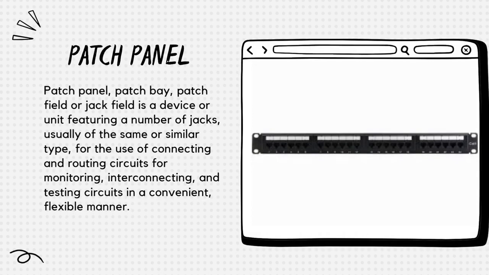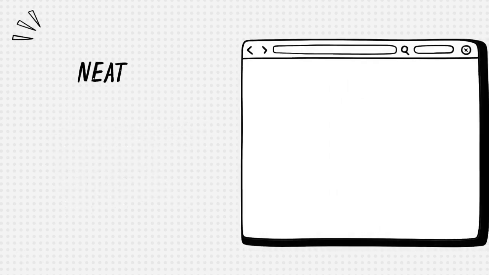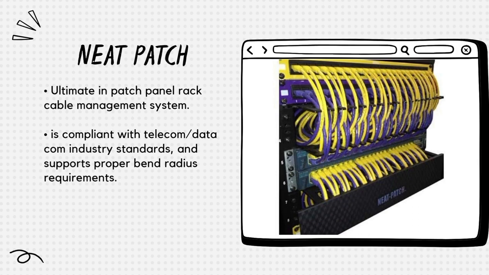And the next one is the patch panel. It's a device featuring a number of jacks for connecting and routing circuits in a flexible manner. And to manage these cables, we use the neat patch panel rack. It's a storage solution that supplies proper bend radius requirements.